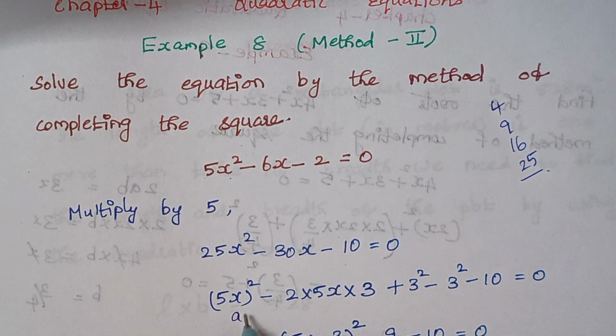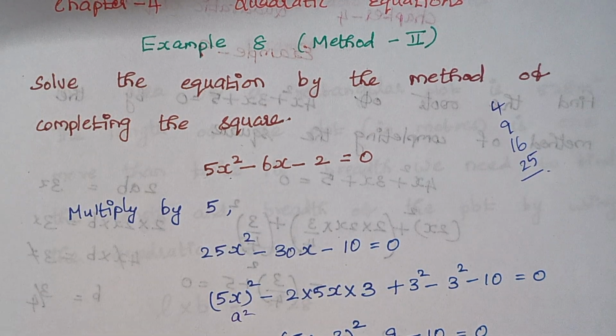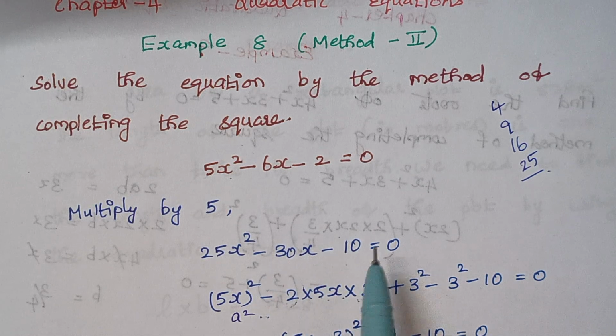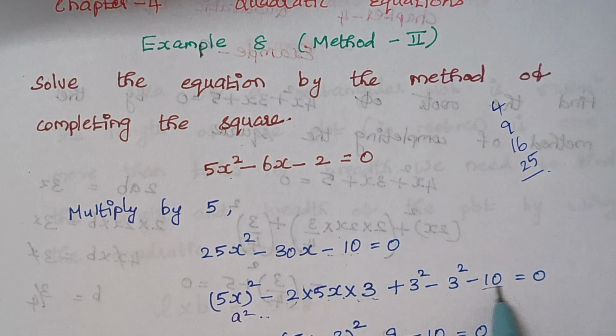Now the next thing is, I am going to write this as 5x the whole square, because this is our a square. So a square minus 2ab. We know the value of 2 and we know the value of a, because the value of a is 5x. So 5 into 2 is 10. I want 30, so I am multiplying by 3 here. So 2 into 5x into 3, that is 5 2s are 10 and 10 3s are 30, 30x. And I am writing this minus 10 here.